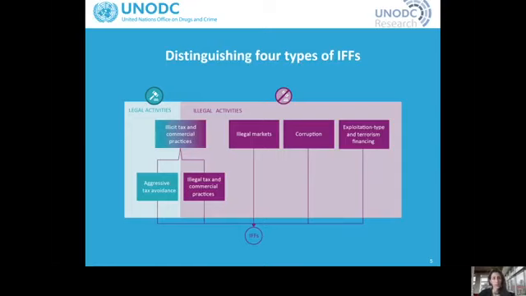The two agencies have identified four types of illicit financial flows that are illustrated here. From illicit tax and commercial practices, there is a wide range of illicit activities, not only illegal, but some of them are legal formally, but they're illicit, from aggressive tax avoidance to tax evasion, which is an illegal activity, and other types of illegal activities such as illegal market activities, corruption and exploitation type, and terrorist financing.